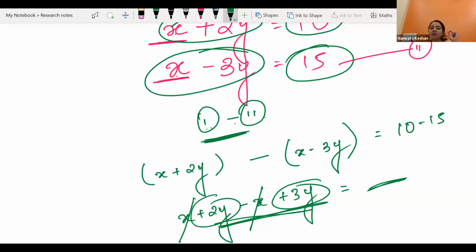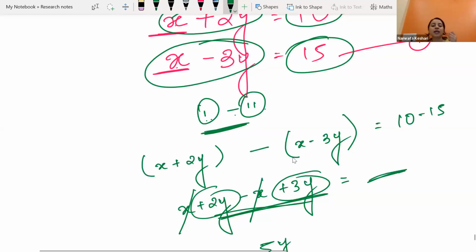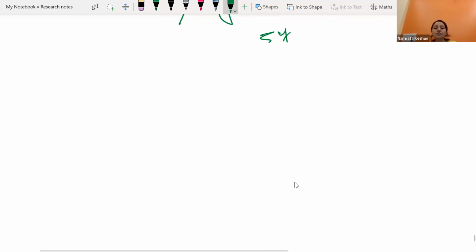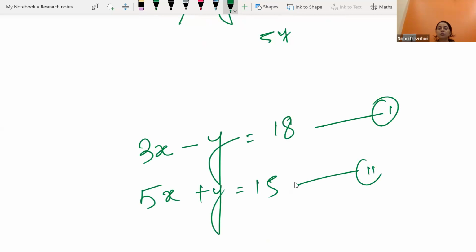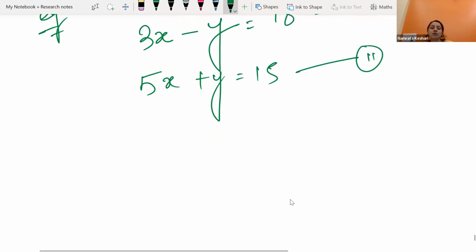So the elimination method, as the name says, means eliminating any one of the variables so that it will be possible for us to solve it. Now, if we have this type of scenario, x minus y, maybe 3x minus y, maybe 5x plus y. Here again we have 18. Here we have 15. Okay, this is equation number 1. This is equation number 2. This is a different example. Don't relate it with the previous question.